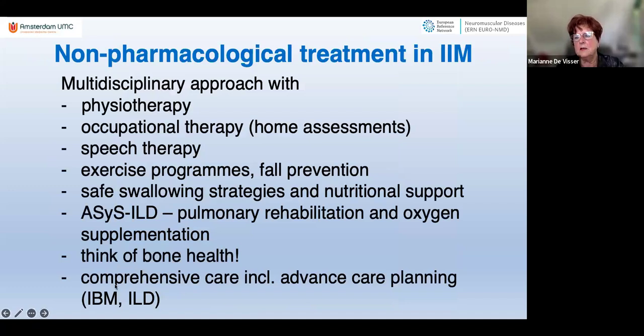And lastly, as part of the non-pharmacological treatment in myositis, comprehensive care, including advanced care planning, and especially in very severe diseases like inclusion body myositis, and those subtypes of myositis which are associated with ILD, because not only are they associated with a severe disease burden, but also the patients have a shortened life expectancy.